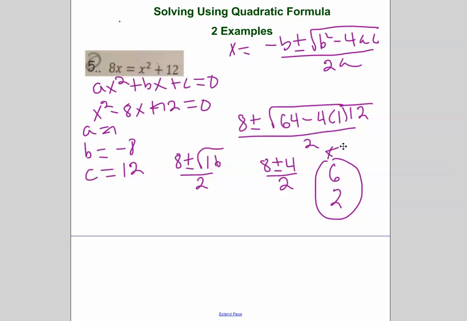x is equal to... And if I were to factor this, you would see that as (x minus 6)(x minus 2) is equal to 0. And you know that x is 6 and x is positive 2. All right, let's go ahead and take a look at the next example.